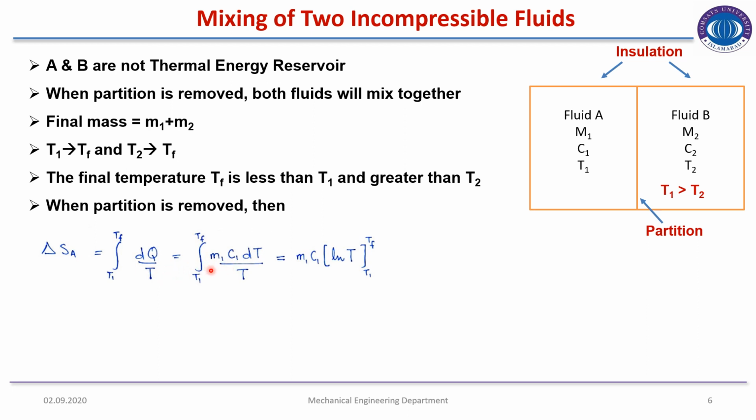For fluid A, dq is replaced by m1 c1 dT, because m1 is the mass of fluid A and c1 is the specific heat. You should remember that for an incompressible fluid we have only one specific heat. So m1 c1 dT divided by T. m1 and c1 are both constant, so they will come out of the integration sign, and when we integrate 1 over T dT, that is the same as the integration of 1 over x dx, which is the natural log of x. So in our case we have the natural log of T, where T1 is the lower limit and TF is the upper limit.